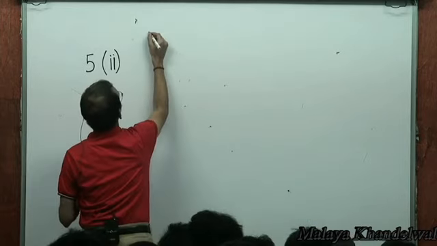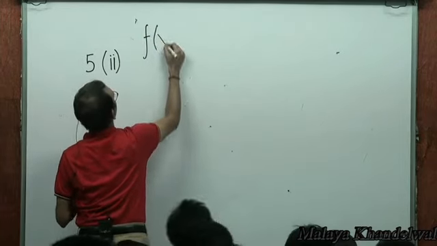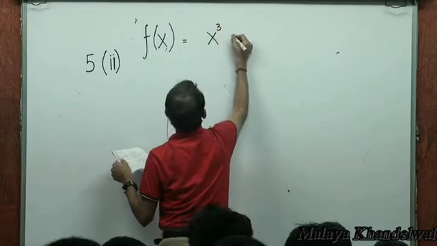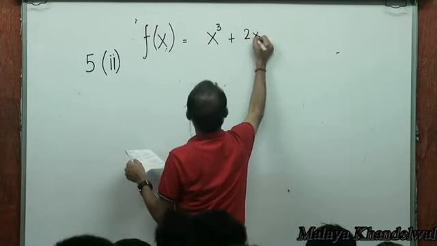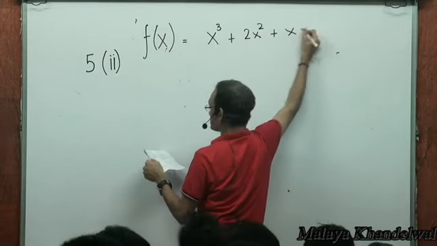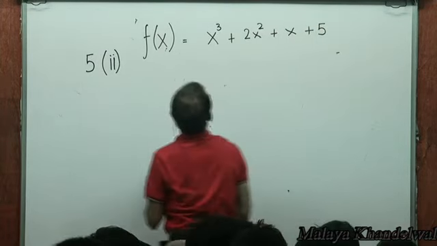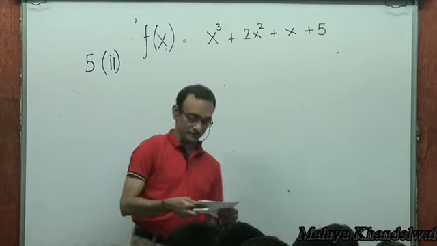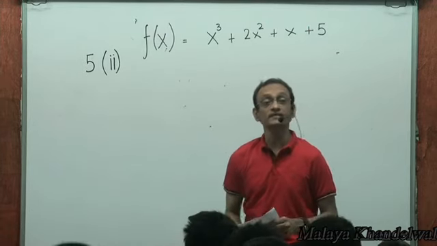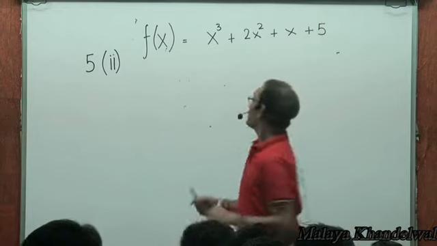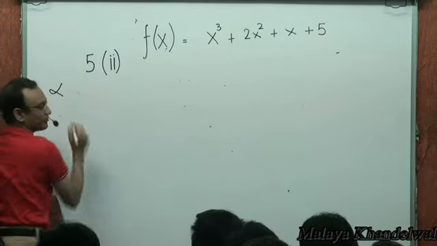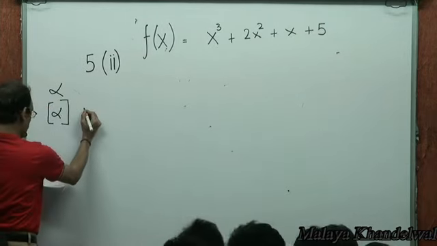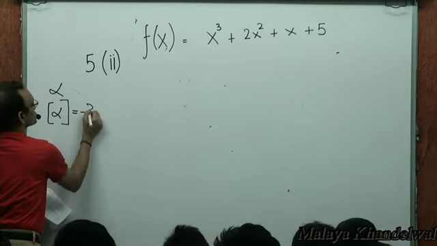Five part two, we are talking of a function f(x), which is x cubed plus 2x squared plus x plus 5. We are talking of this function, a cubic polynomial. First of all, we want to show that this has exactly one real root alpha, and that the box of alpha, the greatest integer of alpha, is minus 3. That is what we want to establish.